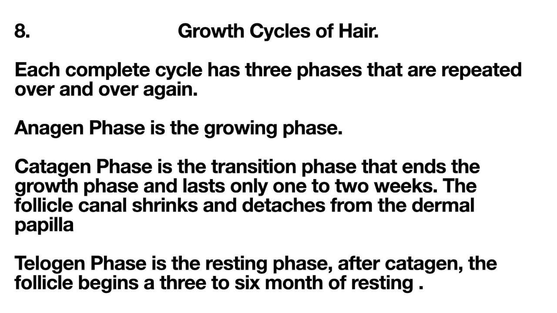Growth cycles of hair. Each complete cycle has 3 phases that are repeated over and over again. The anagen phase is the growing phase. Then we have the catagen phase. It is the transition phase that ends the growth phase and lasts only 1 to 2 weeks. The follicle canal shrinks and detaches from the dermal papilla. Then we have the telogen phase. It is the resting phase. After catagen, the follicle begins a 3 to 6 month phase of resting.